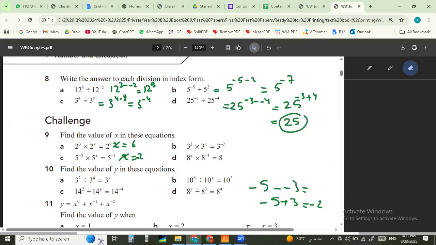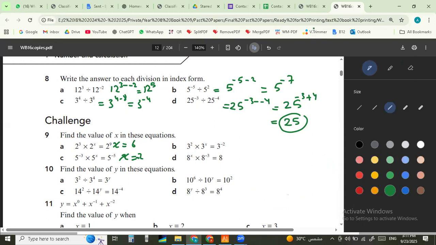All right, next one over here, question B says 3 to the power of 2 times 3 to the power of x equals 3 to the power of negative 2. I'm going to do the same thing. I'm going to start with negative 2 minus 2, which equals negative 4. So x equals negative 4.